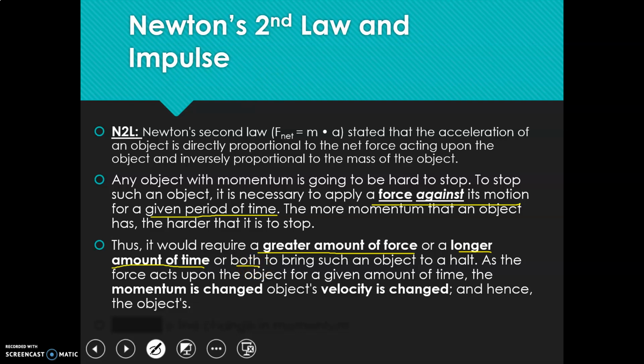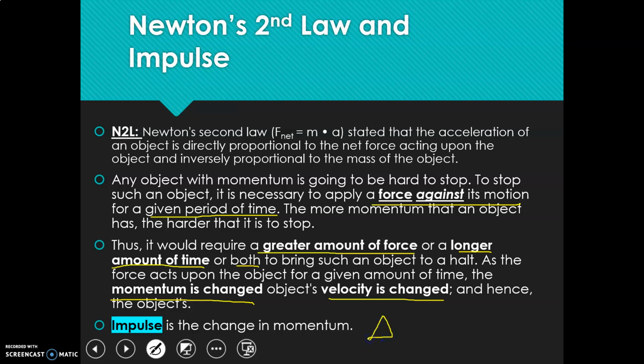As the force acts upon the object for a given amount of time, the momentum is changed. So you would end up having an initial momentum and a final momentum, because also the velocity is changed. So impulse is actually the change in momentum. So remember, we like to represent change with the delta symbol. So the delta of P, the delta of momentum. So the change in momentum. So change, that delta triangle sign.